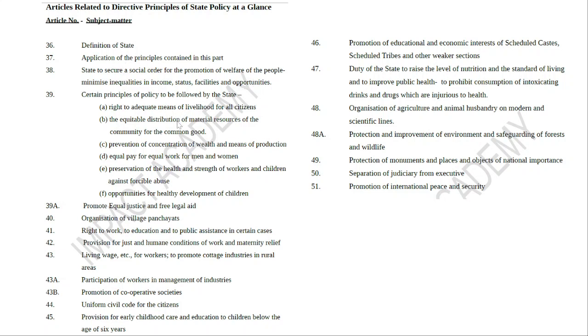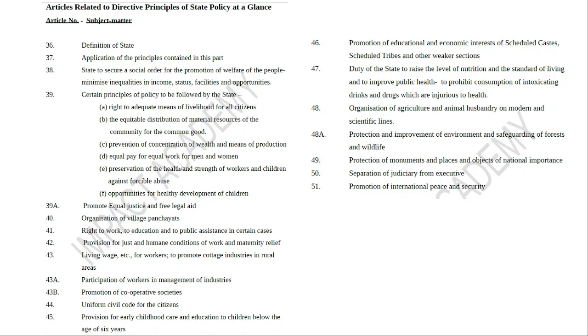So 39 is equal pay for equal work. Remember that. 39D is equal pay for equal work and the right to adequate means of livelihood for all citizens. You can say which article is the source for the Mahatma Gandhi National Rural Employment Guarantee Scheme, MGNREGA, because that's a very famous scheme throughout India, right? People are getting employment and getting some form of wages. Sorry, 39A. 39A you can say is the basis for MGNREGA. Equitable distribution of material resources, prevention of concentration of wealth and means of production.